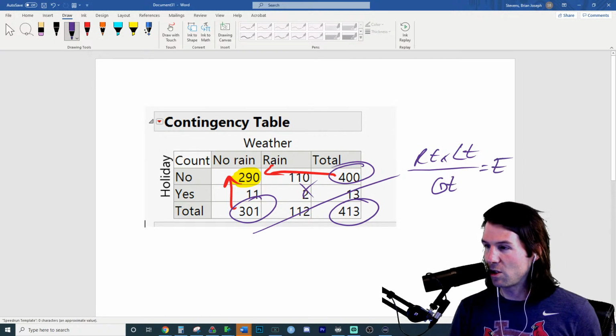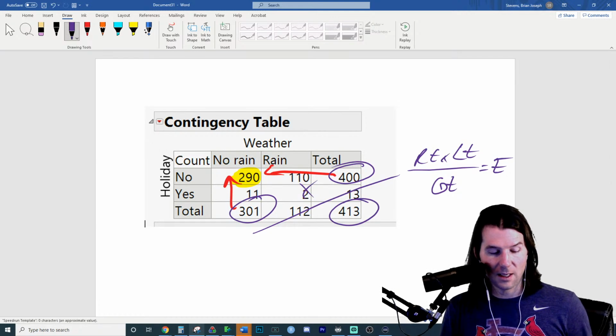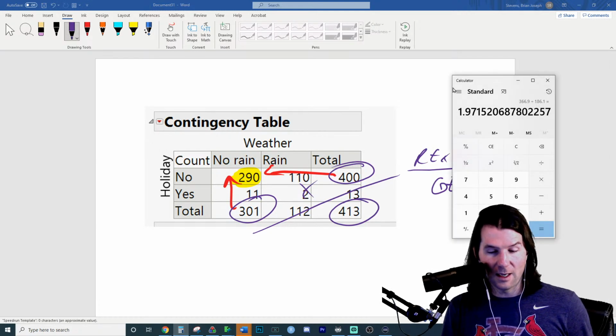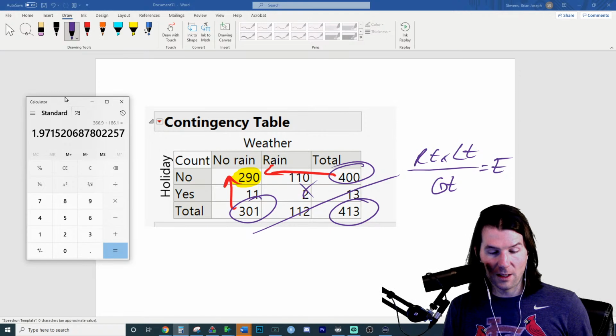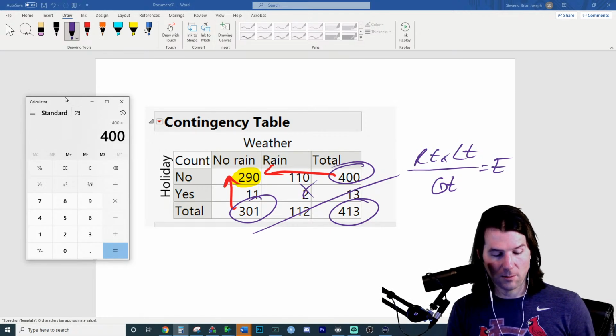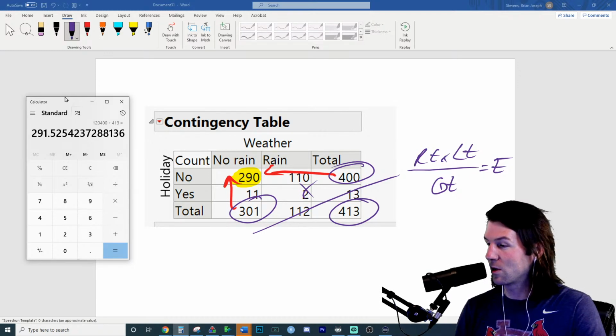That might be right. Great job, good practice if you got it. Excellent work. Let's do 400 times 301 divided by 413. Great job right there.